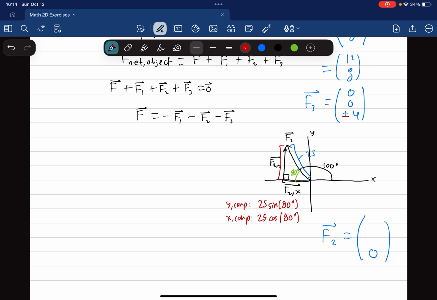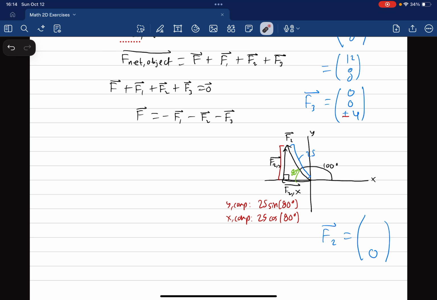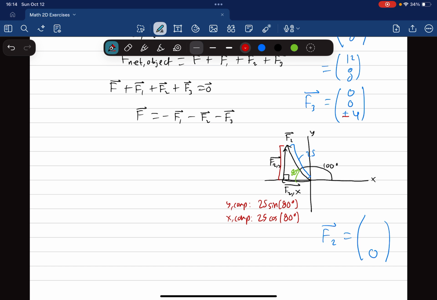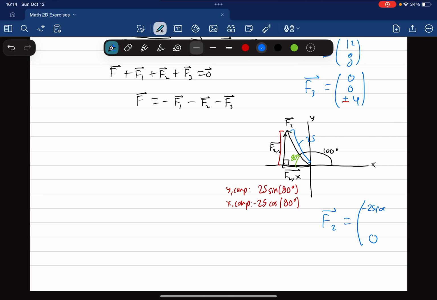And again, reminding ourselves that we are pointing in the negative x-axis, we should add on this minus sign to the x component. And this gives us our coordinates for this vector. Let me just make a little more space. Negative 25 cosine 80 degrees, 25 sine 80 degrees, and then we have 0.